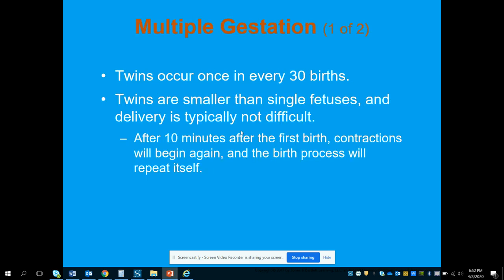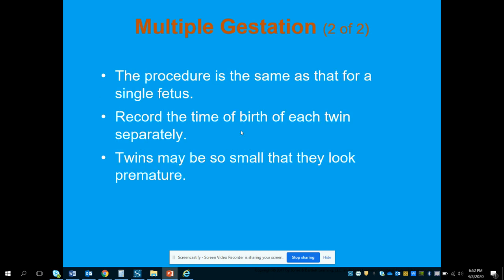If this is multiple gestation, twins are fairly common, once in every 30 births. Twin babies are smaller than single fetuses, and their delivery is typically not difficult because of that. Generally, within 10 minutes after the first birth, contractions will begin again, and the birth process will repeat itself. So same process, your procedure is the same. You just want to make sure that you record the time of birth separately, and that you try to tell them apart, especially if they are both boys or both girls, that you use some kind of marking system, whether that is writing on a little sticky note or a piece of tape, or writing on their blanket, baby A, baby B, so that you don't mix them up.